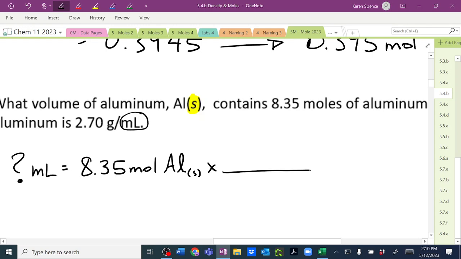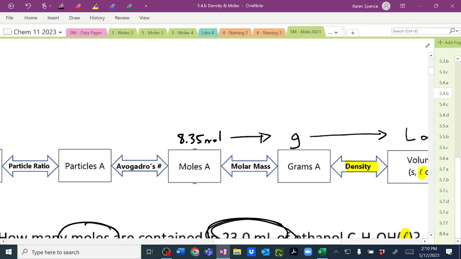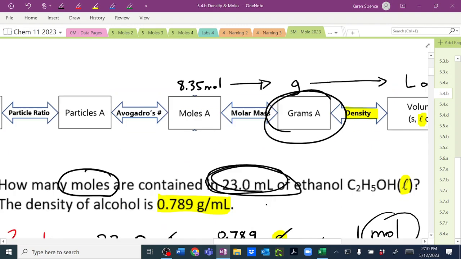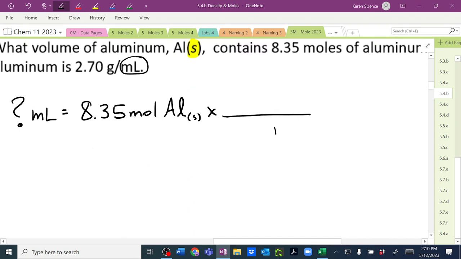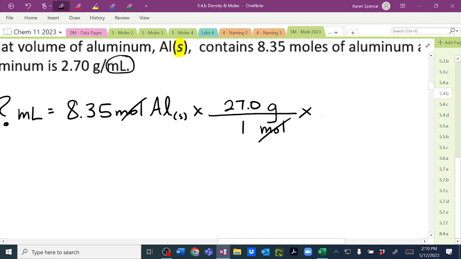What are we converting moles into? We want to eventually get to volume, but before we get to volume, first we need to convert to grams. So let's cancel our moles and find our grams. And that's grams per mole, found where? Periodic table. Molar mass of aluminum is 27 grams per mole. And now we have 8.35 times the, oh, my brain just turned off for a moment.